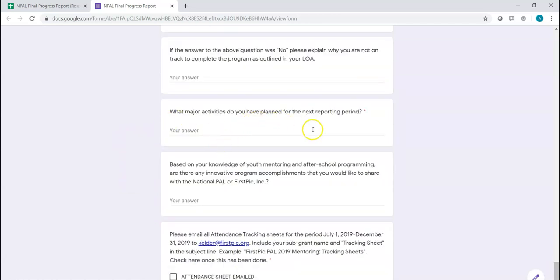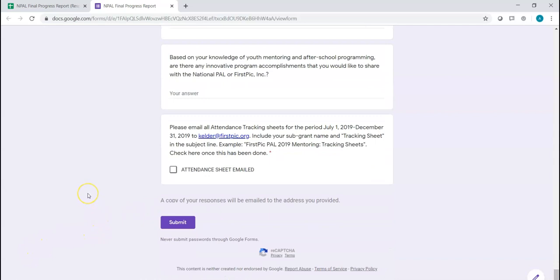What major activities do you have planned for the next reporting period? I know most folks will have completed their program, so you might not have an extensive answer for this particular question. Based on your knowledge of youth mentoring and after-school programming, are there any innovative program accomplishments that you would like to share with National PAL or First Pick? So anything innovative that you did with your mentoring program that you might want to share with us that we could maybe pass along to the funder, OJJDP, certainly include that here and be detailed so that we have a full understanding of what you mean.